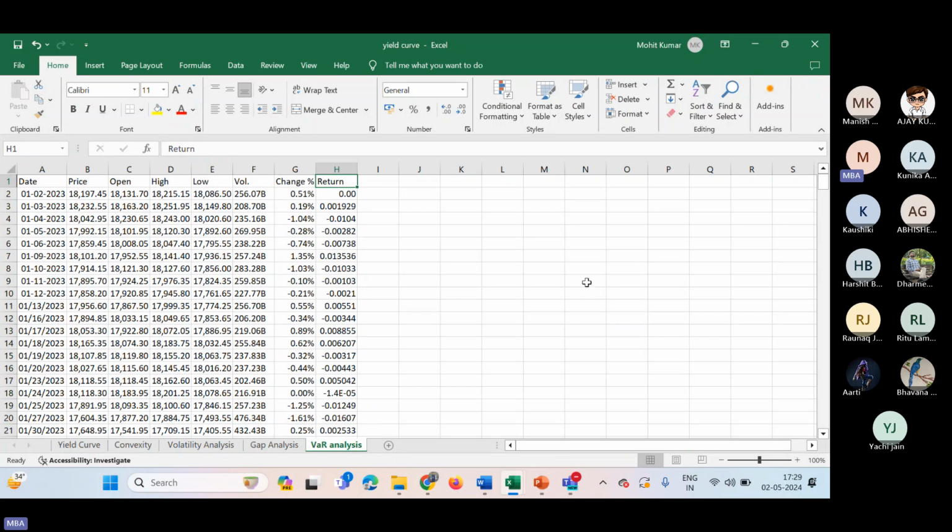Okay. And then after this, the second step would be you have to calculate the variance, covariance, and volatility the same way we did in the last class.